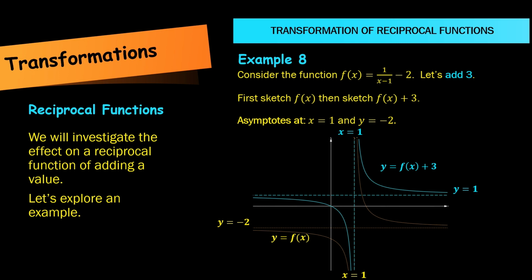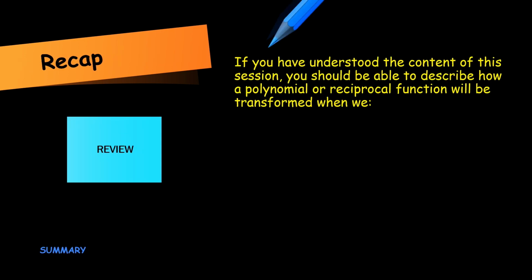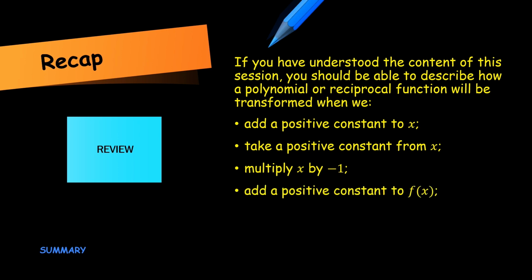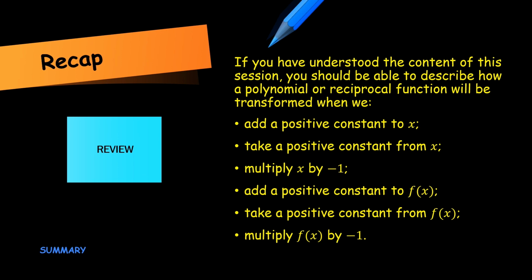This brings us to the end of this session. If you have understood its contents, you should be able to describe how a polynomial or reciprocal function will be transformed when we add a positive constant to x, or take a positive constant from x, or multiply x by minus 1, or add a positive constant to f of x, or take a positive constant from f of x, or multiply f of x by minus 1.